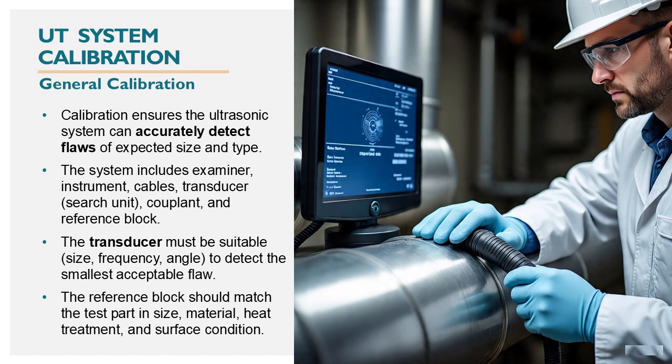Ultrasonic examination, or UT, system calibration, general calibration. Calibration ensures the ultrasonic system can accurately detect flaws of expected size and type. The system includes the examiner, instrument, cables, transducer or search unit, couplant, and reference block. The transducer must be suitable, size, frequency, angle, to detect the smallest acceptable flaw. The reference block should match the test part in size, material, heat treatment, and surface condition.